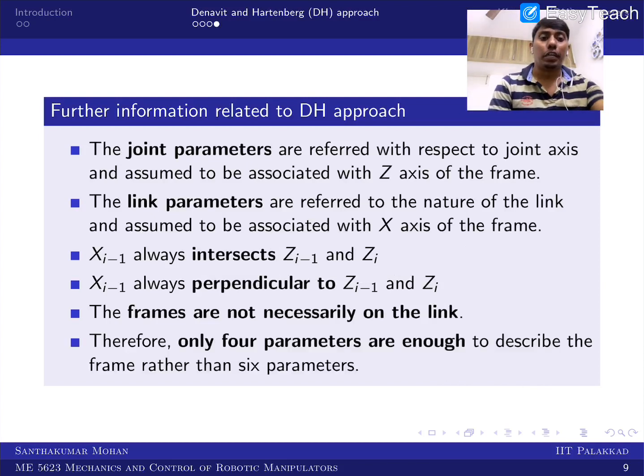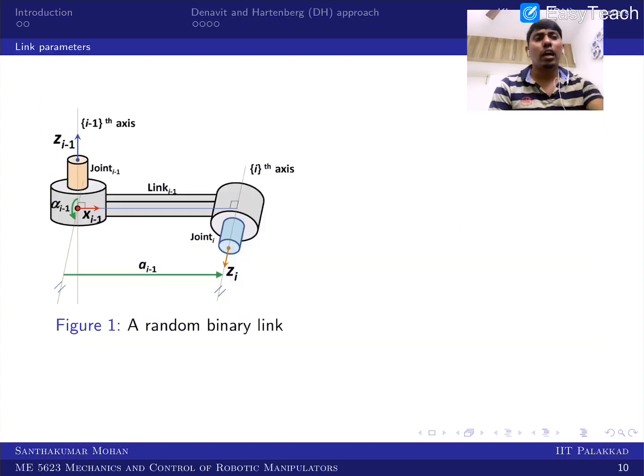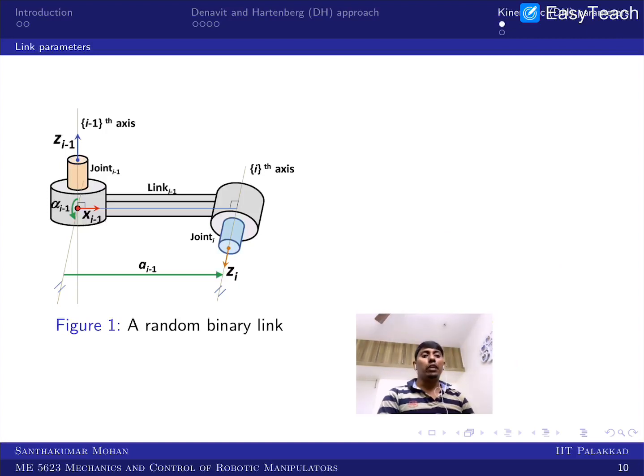So now we'll go further. Only 4 parameters are enough as per Denavit-Hartenberg. That is what we are discussing, in the sense there is no need for 6, we can have 4. But inherently the 2 other parameters are fused with certain assumptions, right? That you can all agree. So now in order to discuss the link parameter, I have taken a random link. You can take this as the random link. So you can see this is the first axis, that is the (i-1) axis, and you can see it is coming towards me. So this is the way it looks.